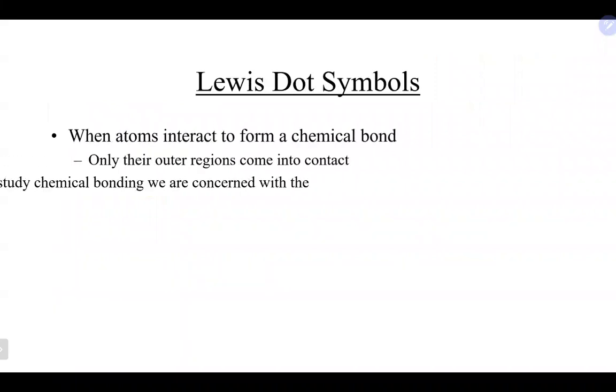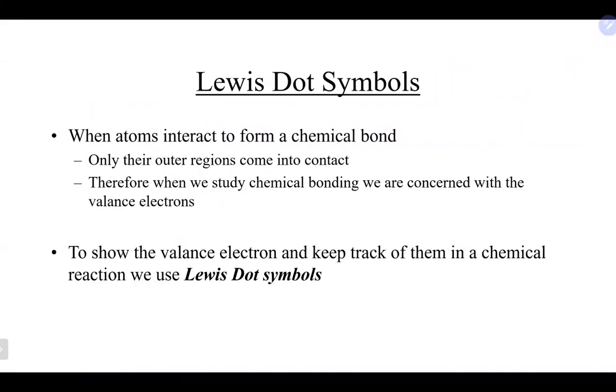The way that we represent bonding is we use what are known as Lewis dot symbols. And Lewis dot symbols are also sometimes just generically called electron dot symbols. And they basically show the number of valence electrons that each atom has. And valence should have an E. The valence electrons are the outermost electrons. They're the ones in the highest energy level. They're the ones that are involved in bonding.